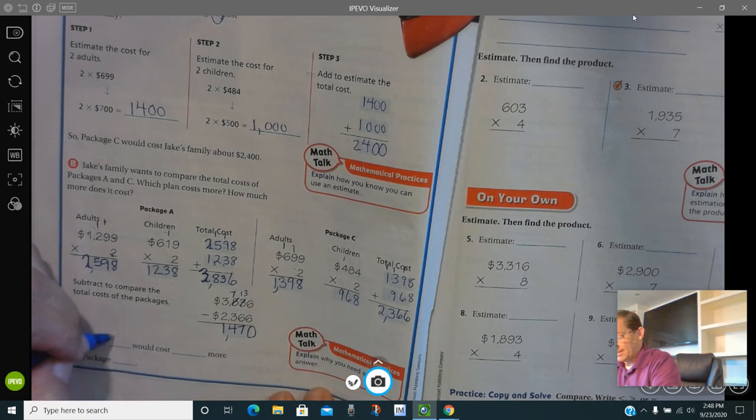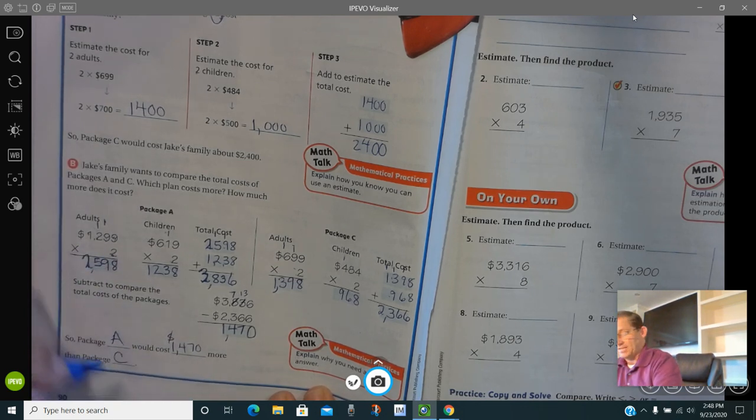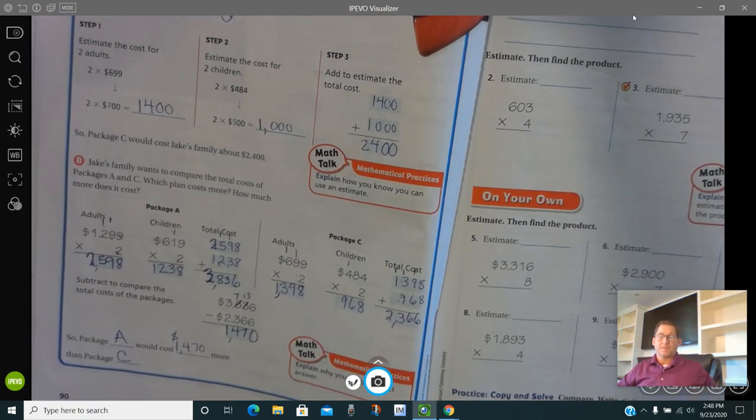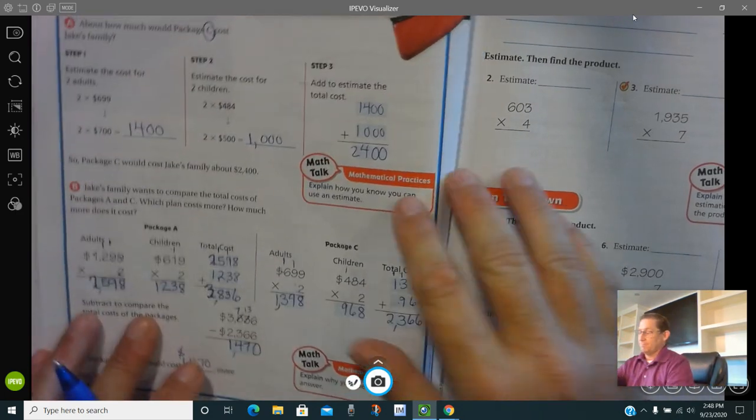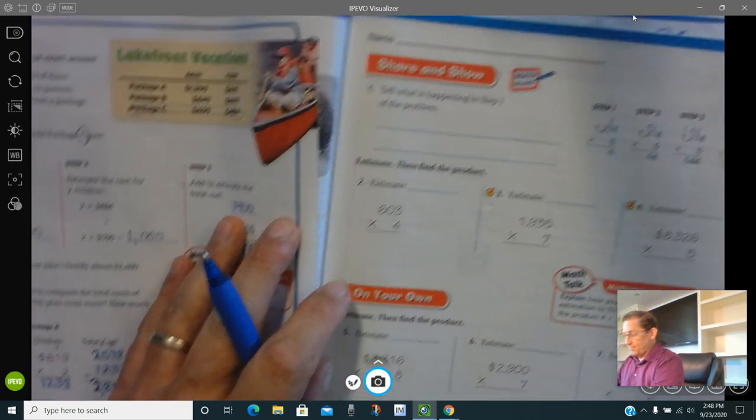So package A would cost $1,470 more than package C. Pretty significant amount of money. All right, let's go to page 91.